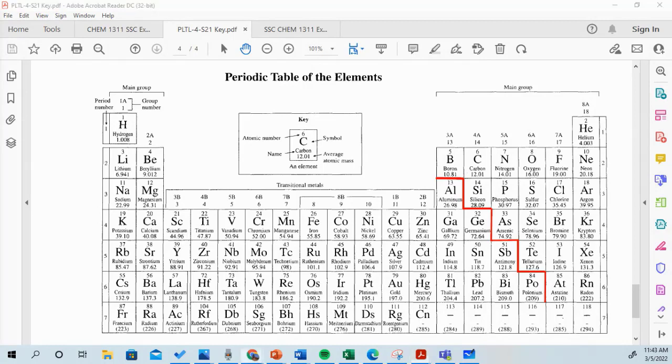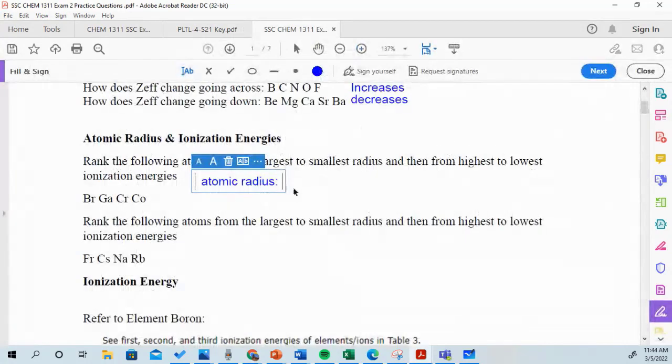Does that make sense? Okay, awesome. Okay, so our ranking would be Cr would be the greatest, Co, Ga, and Br.